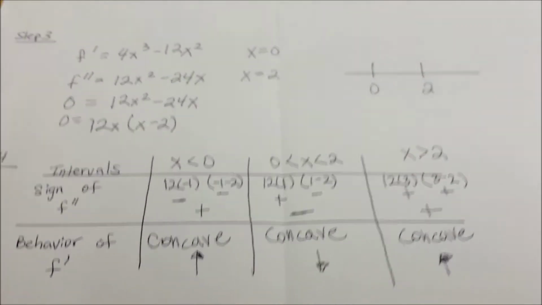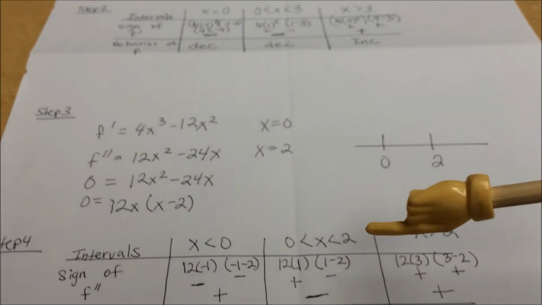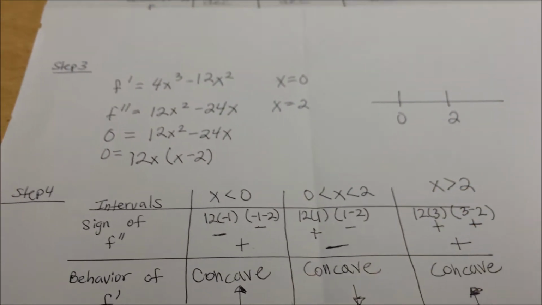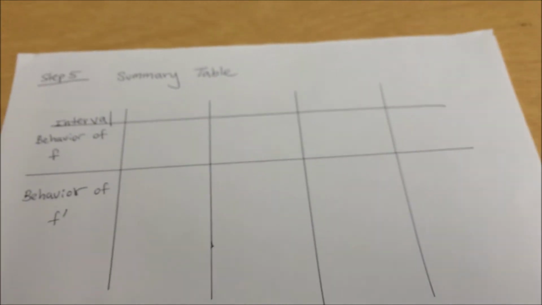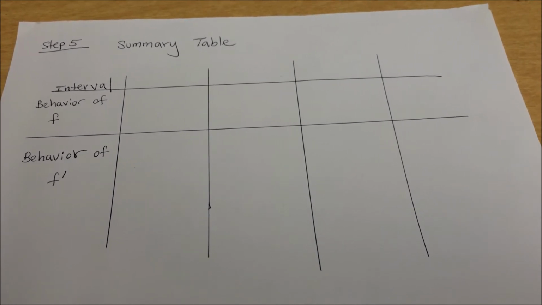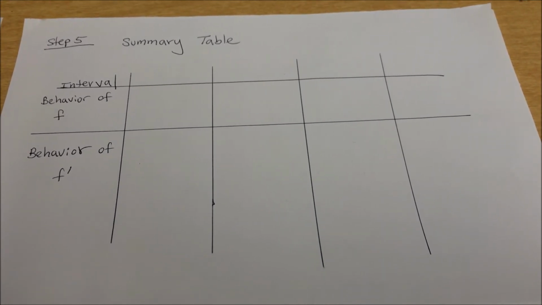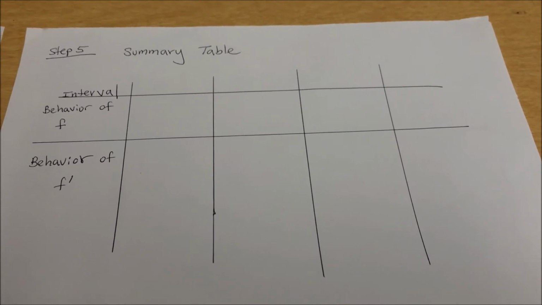Okay, now we're done with the different parts. We're done with the first derivative. We're done with the second derivative. And now we actually have to put it together and make a summary table. So let's talk about the summary table. Okay, so the summary table looks something like this. We're combining those two charts together, and we're only going to combine the intervals and also the behaviors. We're not going to combine the sign.